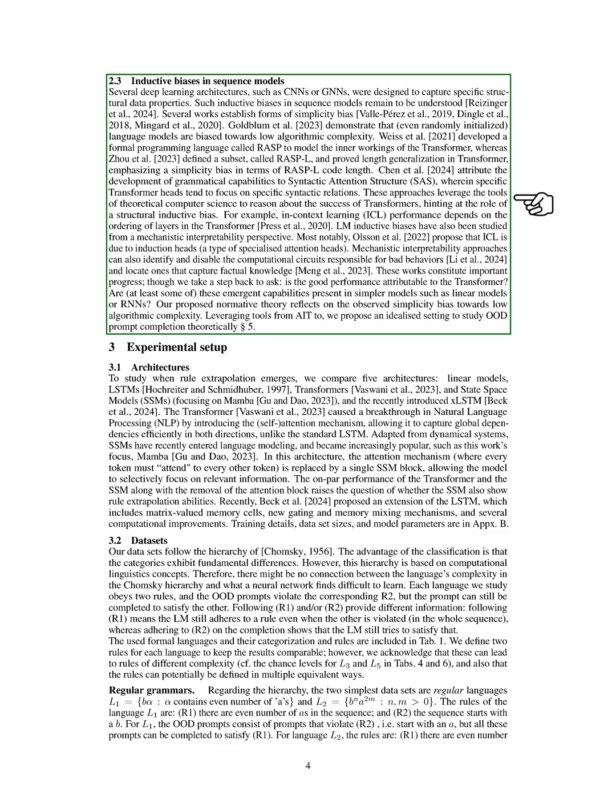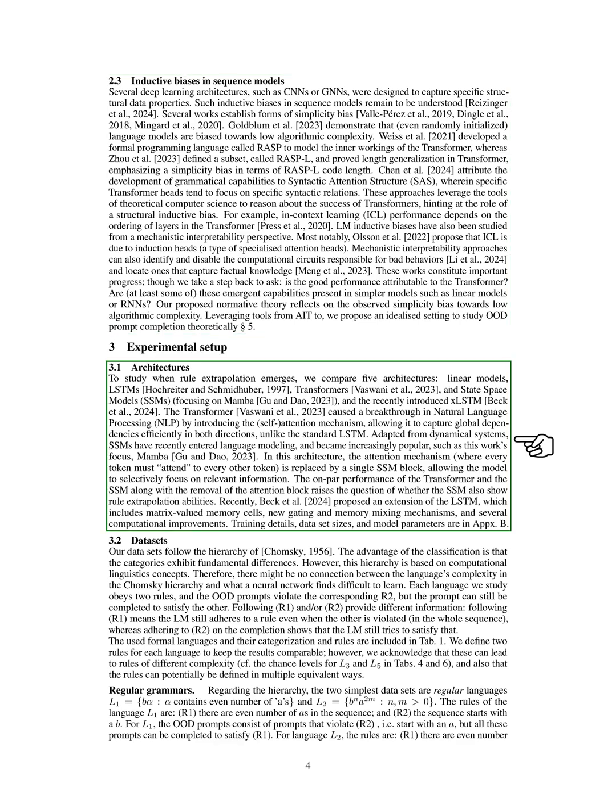Section: Architectures. In this section, we examine when rule extrapolation occurs by comparing 5 different architectures: linear models, LSTMs, transformers, SSMs, with a focus on Mamba, and the new xLSTM. The transformer revolutionized natural language processing by introducing a self-attention mechanism, which allows it to effectively capture global dependencies in both directions, unlike standard LSTMs.